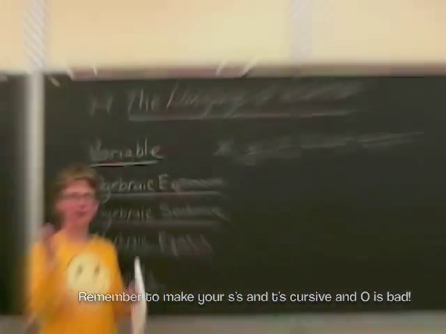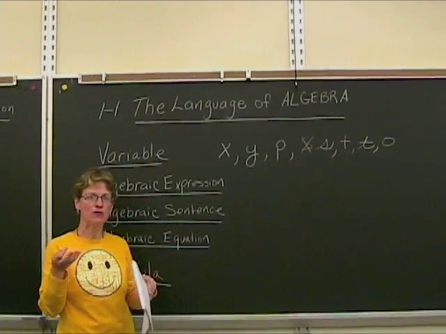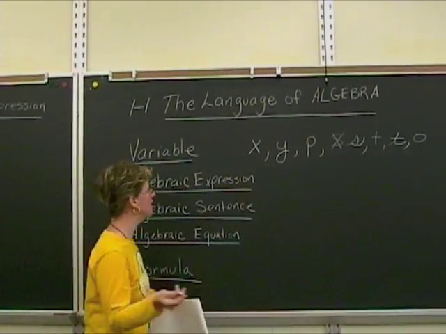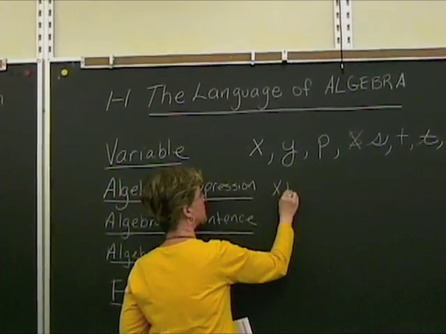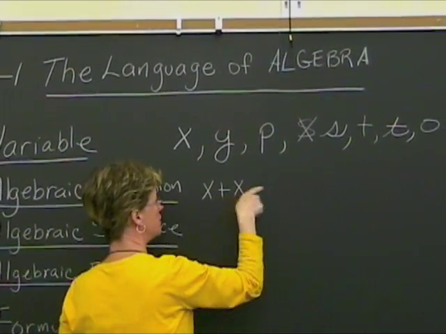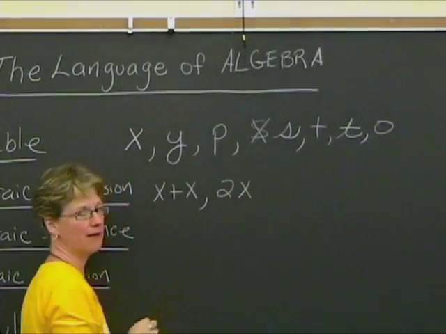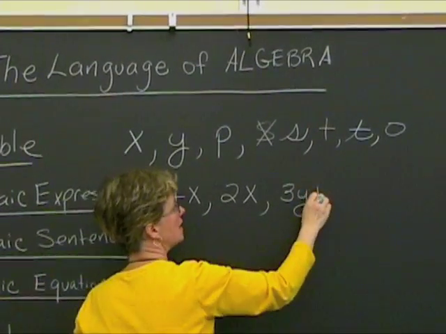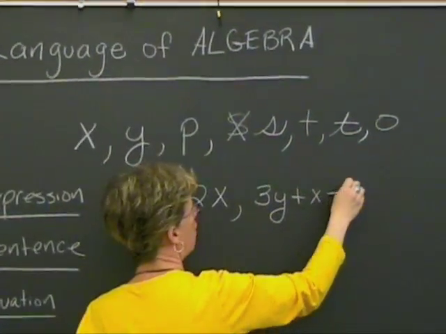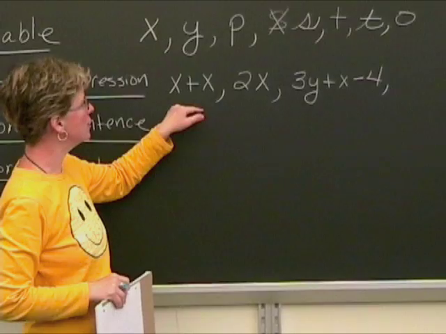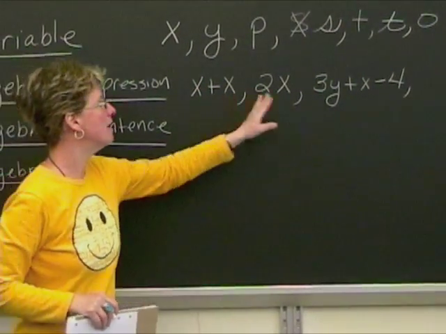You go ahead and you take numbers and you mix them with variables. You can create little expressions, things like this. What about x plus x? Well, gee, that's equal to 2x. I could write it like that. Or maybe we have 3y plus an x, minus 4. That's also an expression. Straight numbers, letters, they're being added, subtracted, multiplied.